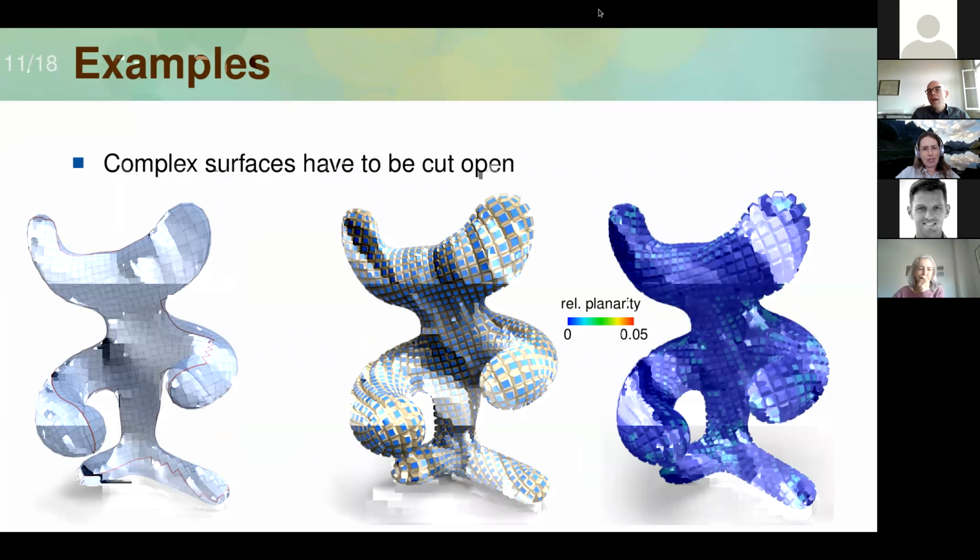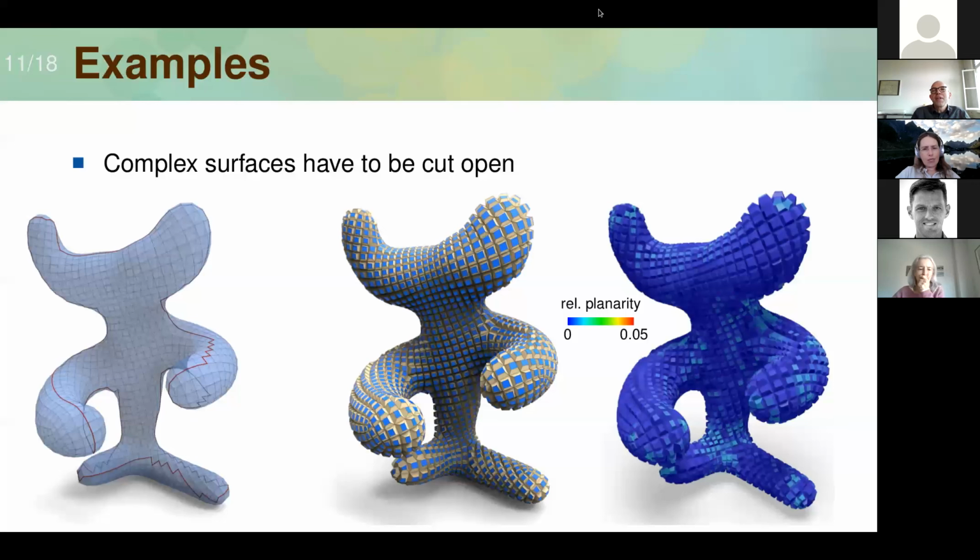Some examples. This is of course a very nice example, but it has to be cut open to work. So if we have such geometrically complex figures, then we cut it open along a certain mesh polyline, apply the procedure, and we were surprised that we can achieve success to this extent. So this is nice.